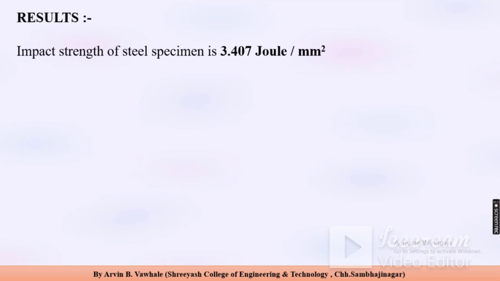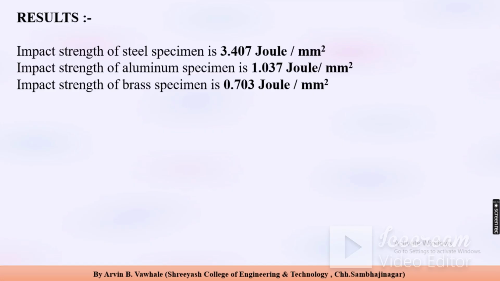The formula for impact velocity is the square root of 2gR (1 minus cos alpha), and after calculating, we get impact velocity equal to 5.346 meters per second. Finally, we get the results in the form of impact strength of different materials. First, the impact strength of the steel specimen is 3.407 joule per square millimeter. Second, the impact strength of the aluminum specimen is 1.037 joule per square millimeter. And third, the impact strength of the brass specimen is 0.703 joule per square millimeter.